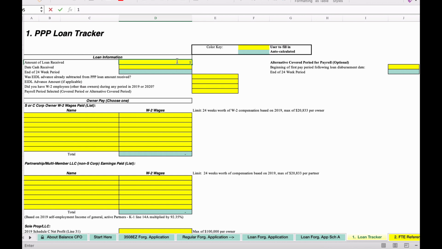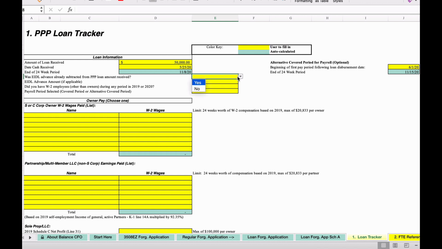So let's say we got 50,000. And we received cash on, let's say, 5/25/20. So our end date for the 24 weeks would be 11/8, or if we wanted to start it on our next payroll period, let's say that started 6/1, that would be 11/15. So it kind of changes it by about a week.